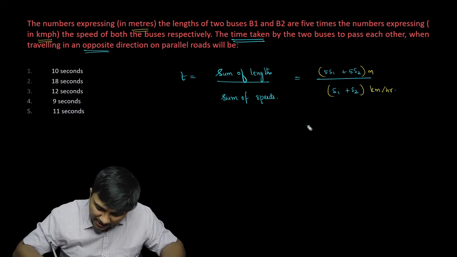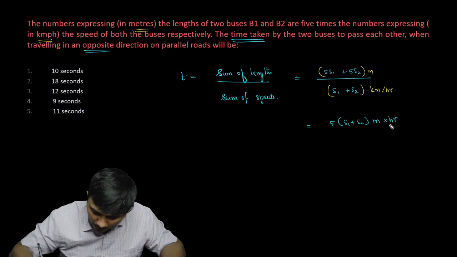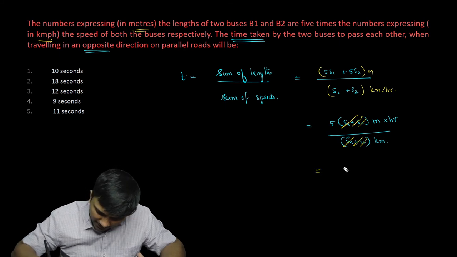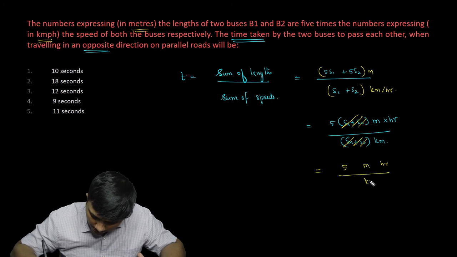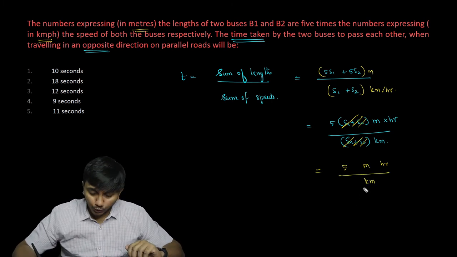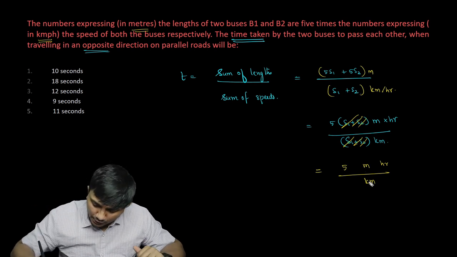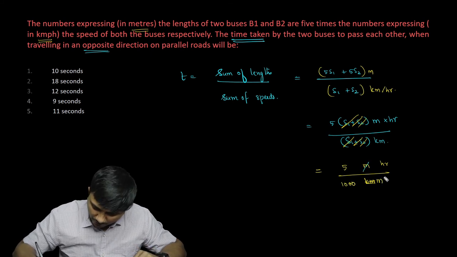So I can take this 5 out; it will become 5 times (S1 plus S2) meters. I can take the hours on top, divided by (S1 plus S2) in terms of kilometer. Now I can cancel S1 plus S2. So I will get 5 meters hours by kilometer. Now I'll have to first get rid of meters and kilometers, and then finally get my answer in terms of seconds. I have kilometer in the denominator. If I convert into meter, that will become 1,000 meters, so that will get rid of meters for us.